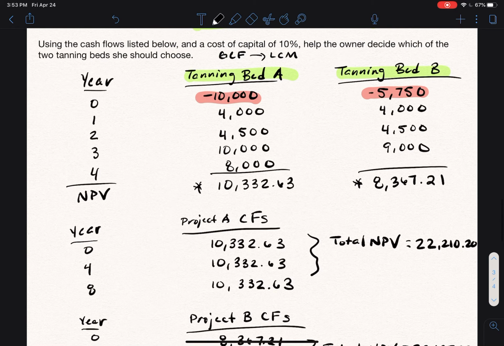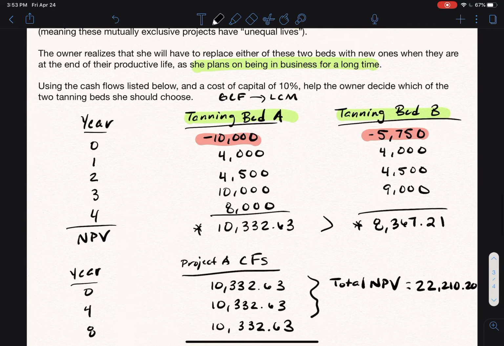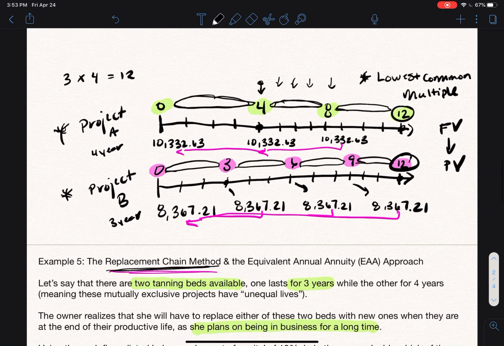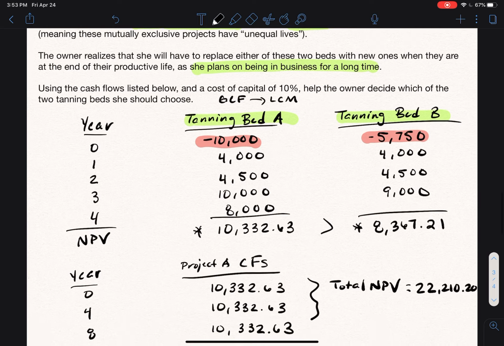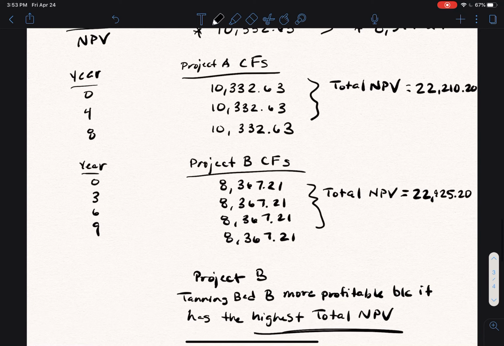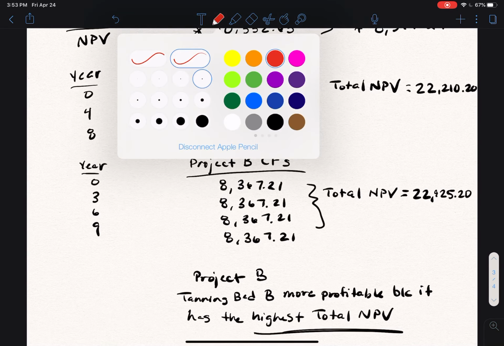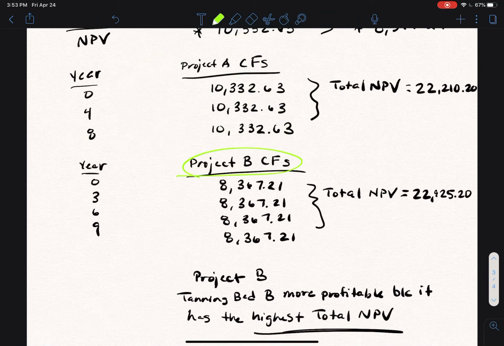The initial conclusion that we came to was that tanning bed A was greater than B, but because the lives were unequal, we had to figure out how to get them on an even playing field, and the only way to do so was to use this method, right? I know it's a complex method, but hopefully you were able to pause, rewind, whatnot, to get back and understand that when it's all said and done, Project B, let's use green, ends up having the better total net present value once both projects are being evaluated equally.